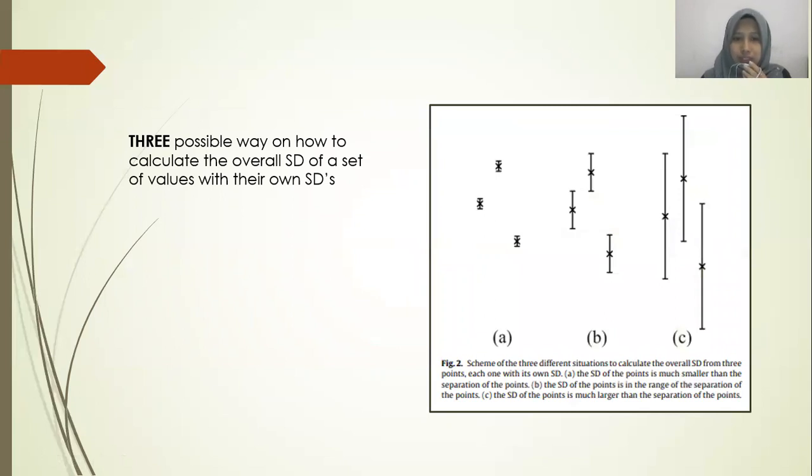From this research, the researcher identified that there are three possible ways to calculate the overall standard deviation of a set of values with their own SDs. From this figure 2, this is the scheme of the three different situations to calculate the overall standard deviation from three points, which will depend on the situation.